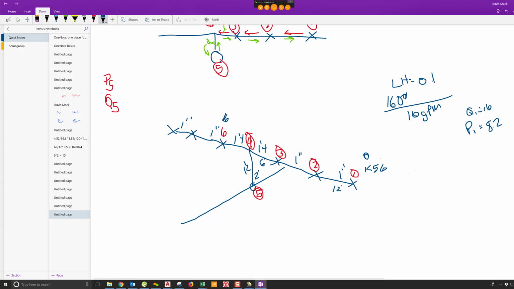4.52 times our flow, which was 16.85, divided by 120 to the power 1.85, divided by 1.049 to the power of 4.87. We got 0.08. Did you guys get that? Actually, if I follow rounding rules, it's 0.09. Do you follow that?